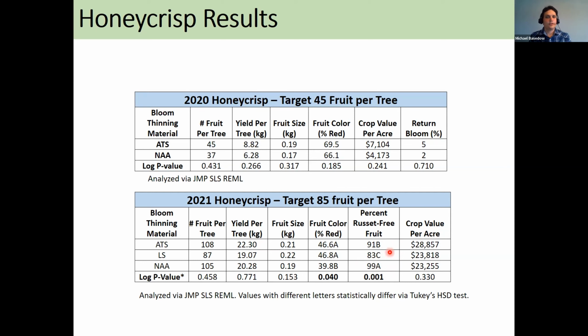And so when we look at the fruit quality of fruit size and fruit color and pair that with the amount of russet-free fruit, we were able to develop a relative crop value per acre. And we found no statistical difference, but I think it is interesting to point out that our estimated crop value per acre for the ATS treated fruit came out to about 28,800, while the lime sulfur and the NAA at bloom came out to about 24,000. So not statistically different, but still, in my mind, a noticeable difference when we look at the numbers.